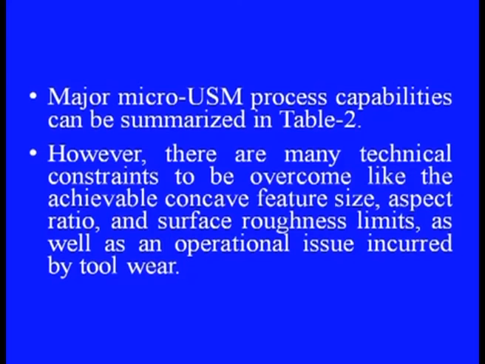However, there are many technical constraints to be overcome, like the achievable concave feature size, aspect ratio and surface roughness limits, as well as an operational issue incurred by tool wear. So, these are the main issues. As we have seen in micro features, if the tool is like this, in which the length is much more, the slenderness ratio is much high. So, here the strength of the tool is to be considered. It can buckle under the load, and the wearing of this tool will be much faster than in case of a bulk tool.